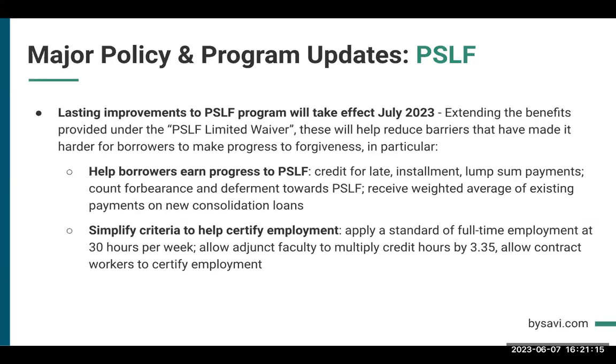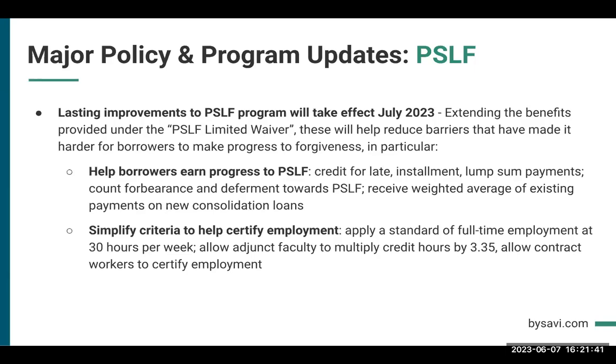And a really big change, you'll be able to receive a weighted average of your existing payments on new consolidation loans. So normally, if you consolidate your loans, your payments reset to zero and you need to make 120 more to qualify. But these changes will take that weighted average of your existing payments. That way you don't start over at zero and you can continue your progress towards 120.